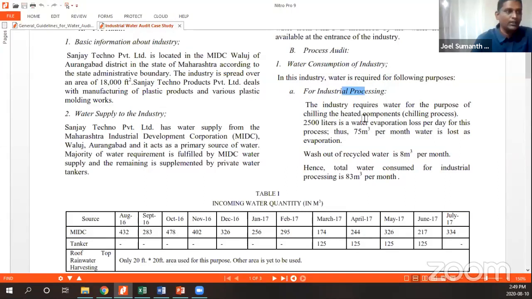So if you see the report, it says the industry requires water for the purpose of chilling, that is heated components, around 2500 liters of water evaporation loss per day for this process, thus 73 meter cube per month. So this is the water required for this purpose.